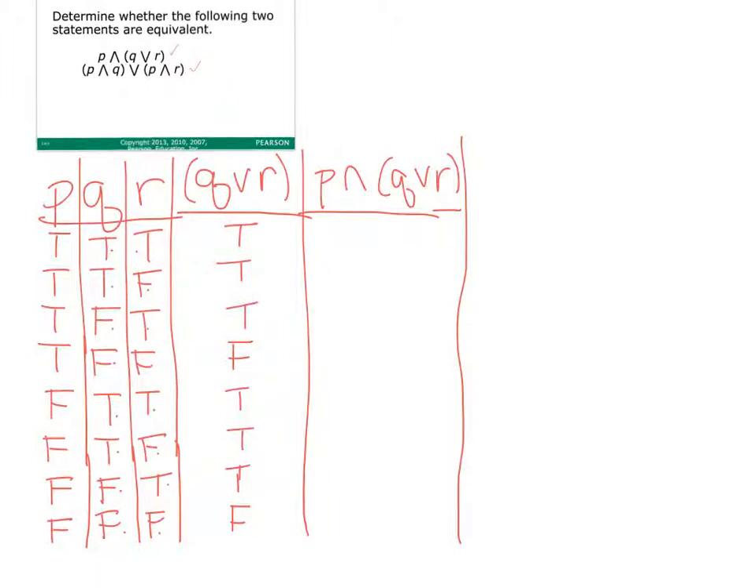Then we need to do P and (Q or R). So we need to look at the P column and the column we just created, and we need to do the and with that. And remember, the and is only true if you have a true and a true. So we have true, true, true, true, true, true, true, false. Actually, the rest of them are going to be false because the P is false the rest of the way down. Okay, so these are the truth values for statement 1.